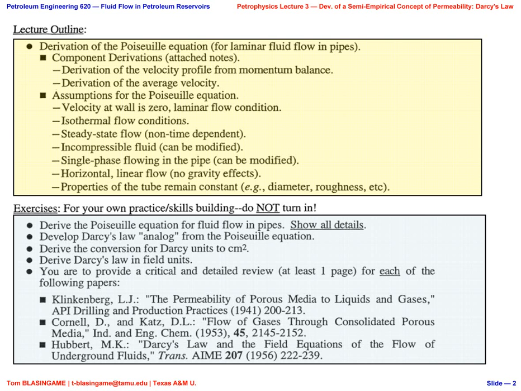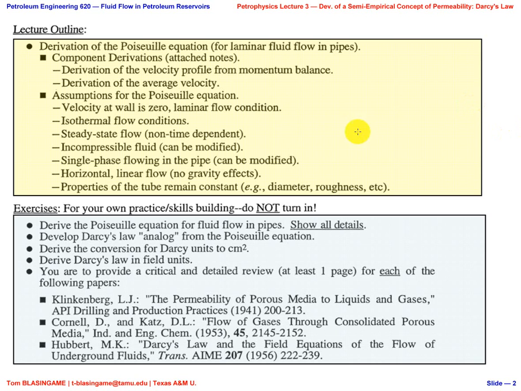Okay, what are the assumptions? The velocity at the wall is 0. That means there's a thin film, and so there's no slip at the wall. Not like my hand is sliding, but there's a film of fluid underneath there. Isothermal flow conditions, steady state, which you can modify for non-steady state, but we'll talk about that later. Incompressible, you can also modify it for compressible fluids. Single phase, we can modify it for multi-phase. Horizontal linear flow means no gravity effects. And then obviously the properties of the tube remain constant, the diameter, the roughness, etc.